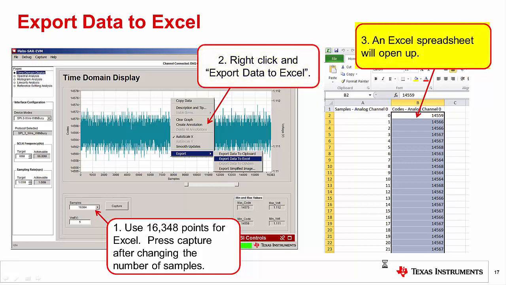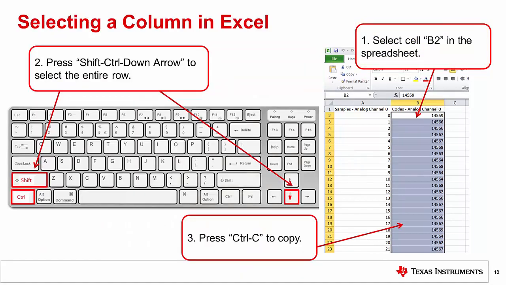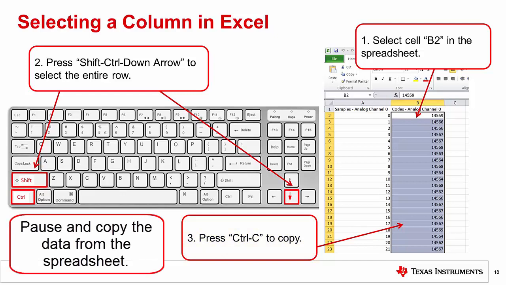This will open an Excel spreadsheet. To select the data in the Excel spreadsheet, select cell B2 and press Shift, Control, down arrow. This will highlight the cells we want to copy in the spreadsheet. Press Control C to copy the data. Pause and copy the data from the spreadsheet.